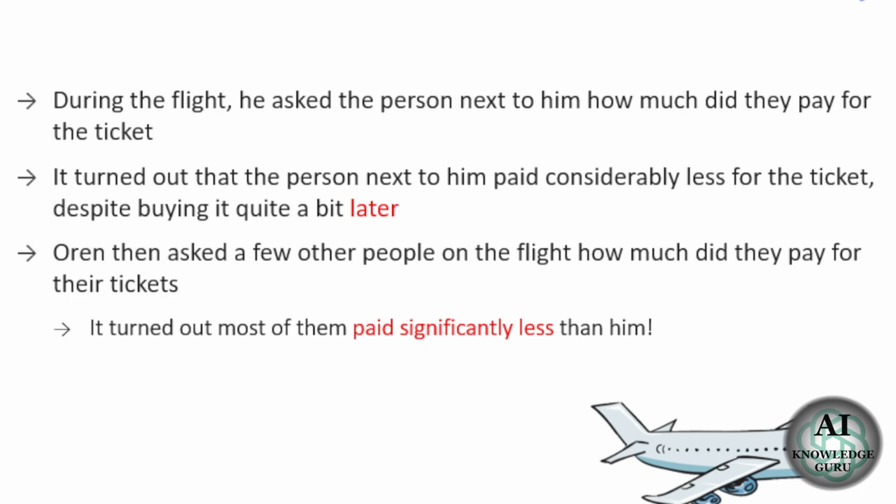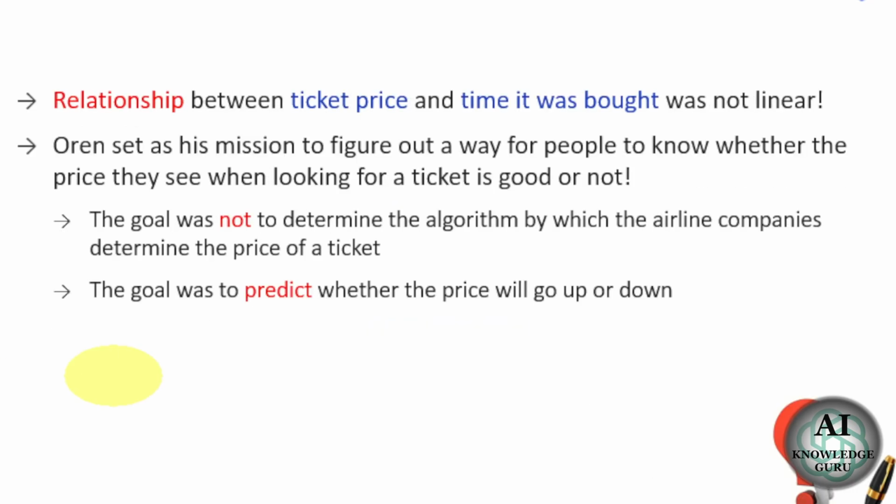After he bought the ticket, he tried to do the calculation. The relationship between ticket price and the time it was bought was not linear. Oren set as his mission to figure out a way for people to know whether the price they see when looking for a ticket is good or not. The goal was not to determine the algorithm by which the airline companies determine the price of the ticket. The goal was to predict whether the price will go up or down. For that, you need data.